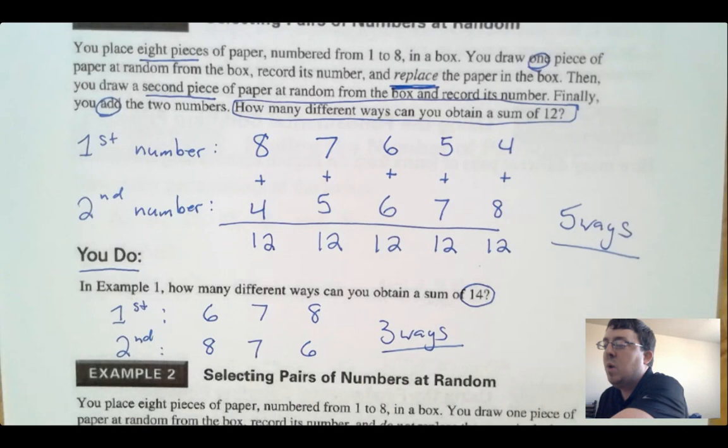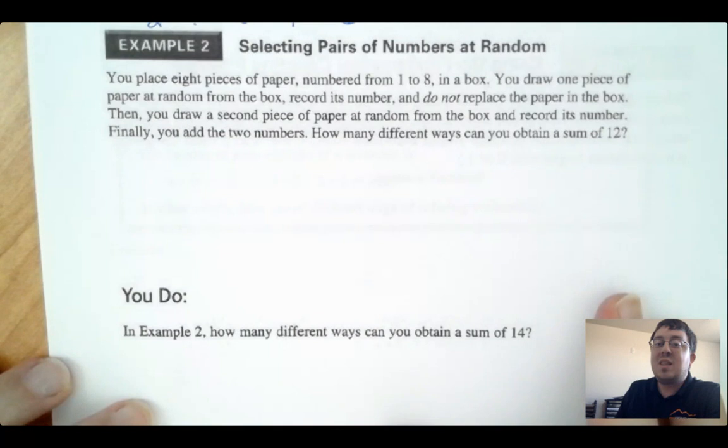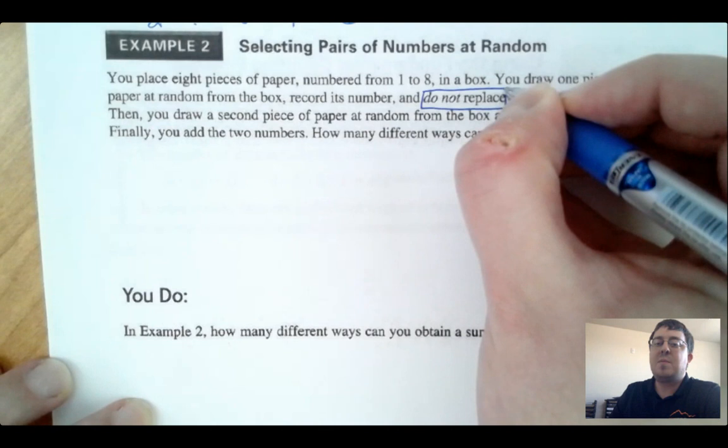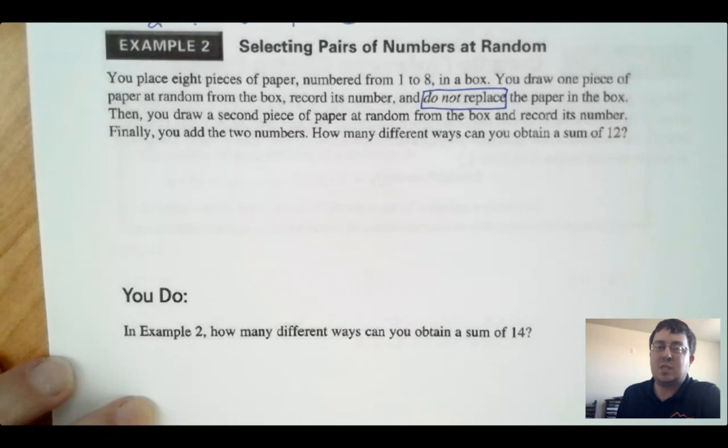We're going to look at something slightly different for the second one. For example two, everything is the exact same except for the words "do not replace." So this time, once I select a number, that number's gone. So I can't go back and draw another six if I drew six the first time. So let's go ahead and draw this up again, first versus second number.